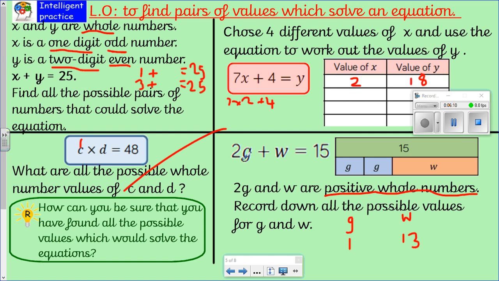2g, g is 1, is 2. That means times, remember, 2 times g, 2 lots of g, add something that I don't know yet, which is my w, it's 15. Well, 15 take away 2 is 13.